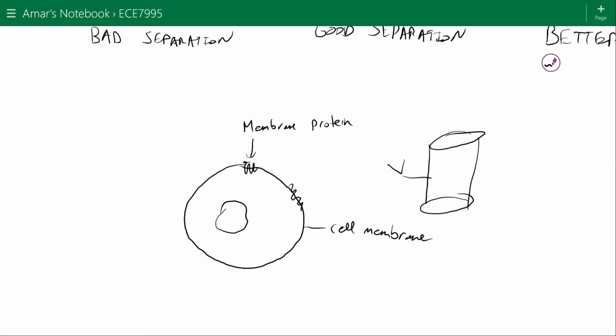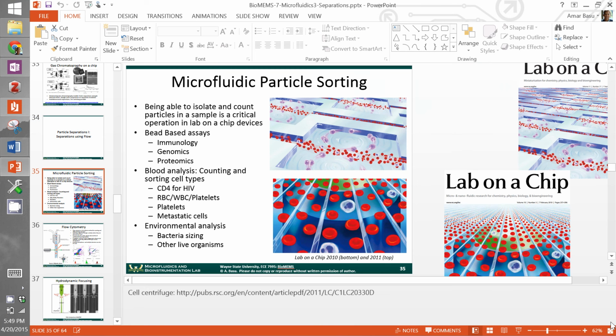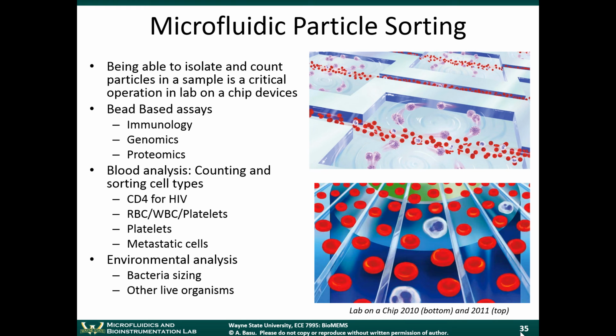Okay. So the point I'm trying to make here is that there's a lot of interest right now in looking at the different types of particles in the blood, whether there's red blood cells, white blood cells, cancerous, non-cancerous, platelets, what have you. If you could sort by size, by deformability, by surface properties, then you can count each type of cell.